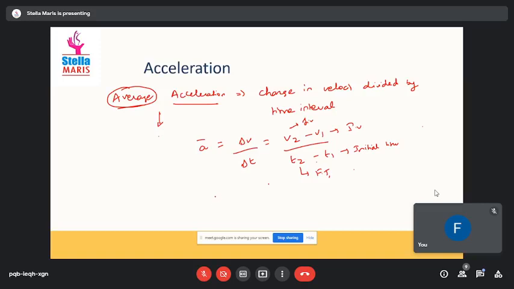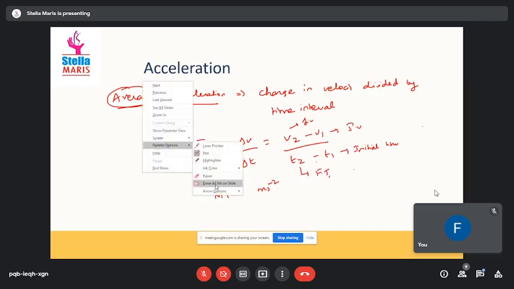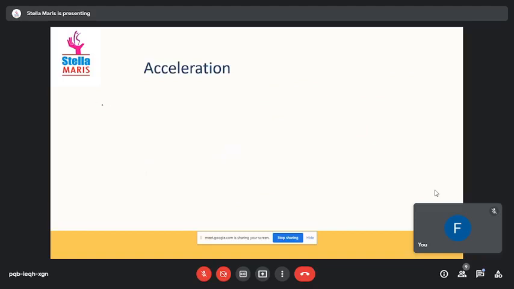As you know, the acceleration unit is meter per second square, or meters per second to the power minus 2. So another quantity is there. What is that? Can anyone guess? We have seen acceleration, average acceleration. Another quantity, can you guess? Instantaneous acceleration. Very good. Instantaneous acceleration.